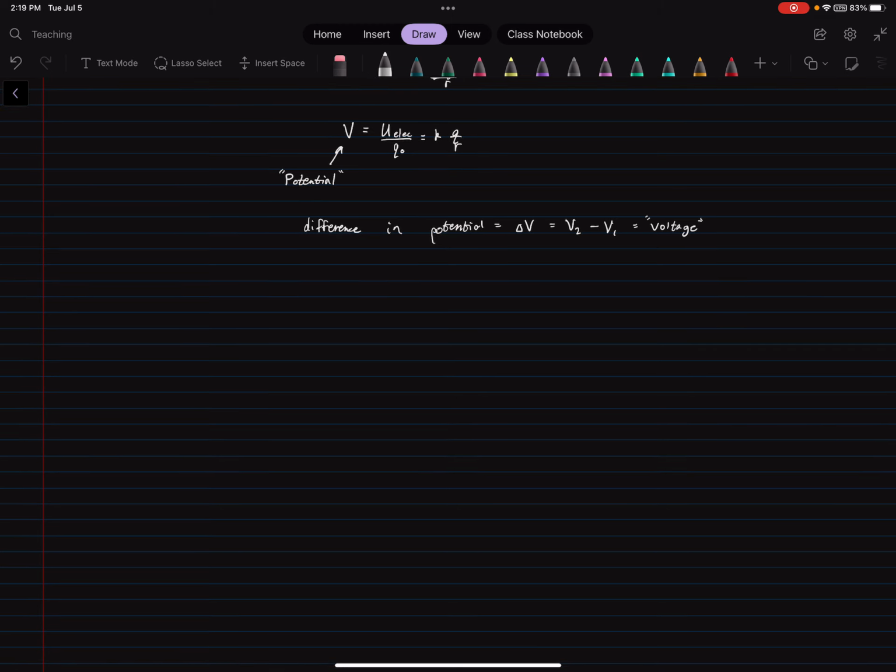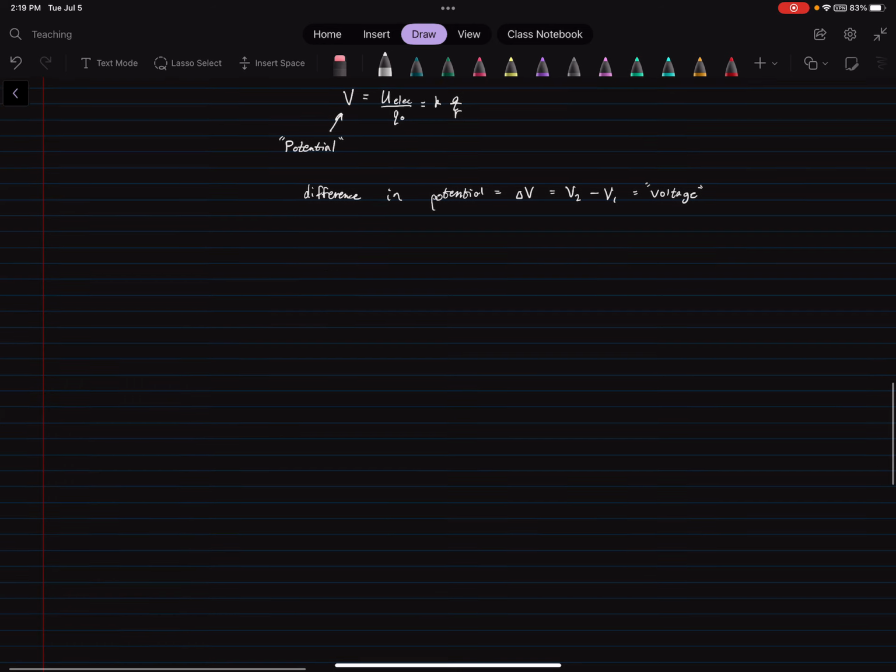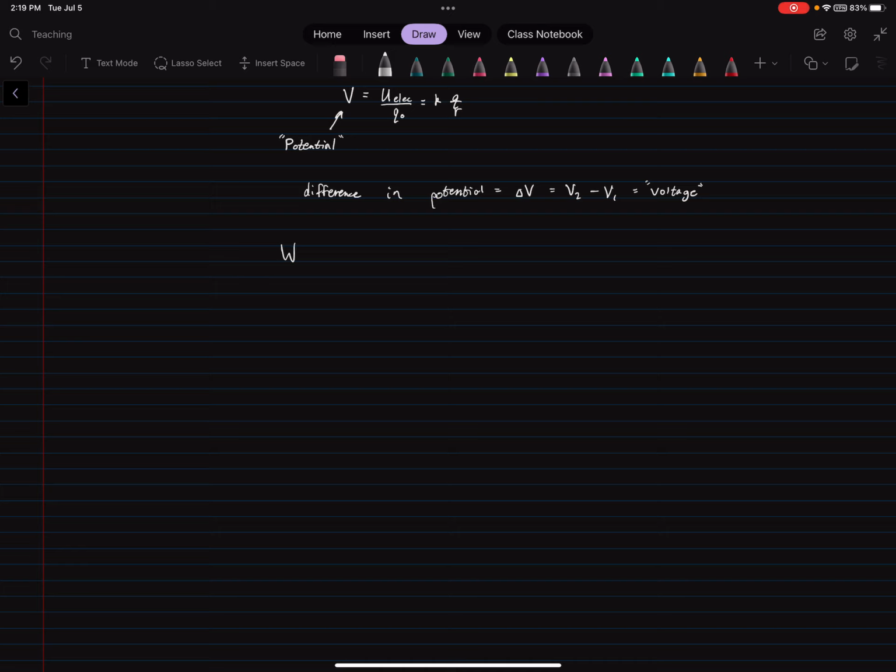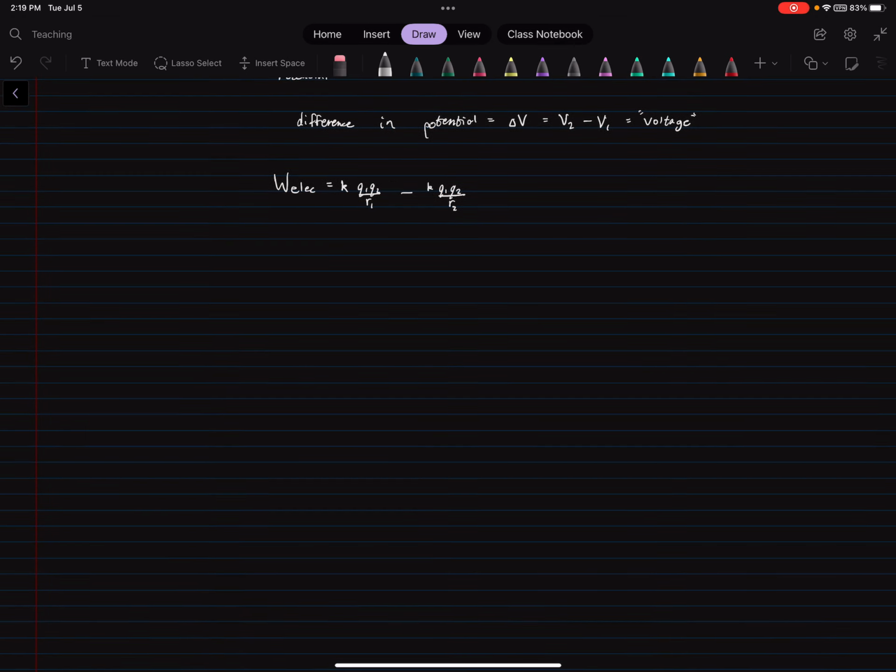So for electric potential energy, not potential, going back to electric potential energy, the work due to this difference in electric potential energy would be equal to K Q1 Q2 over R1 minus K Q1 Q2 over R2. We just covered that. Here we'll say U elect is equal to K Q1 Q2 over R.